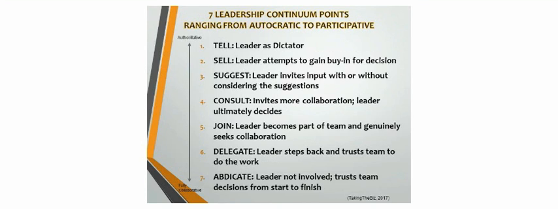Moving closer to the employee-centered theories, join. The leader becomes a fellow participant in the decision-making process and actually wants collaboration. Sixth, delegate. The leader actually sets parameters and lets the team decide. Abdicate. The leader allows the team to set parameters and goals and he trusts the team implicitly to get the job done.